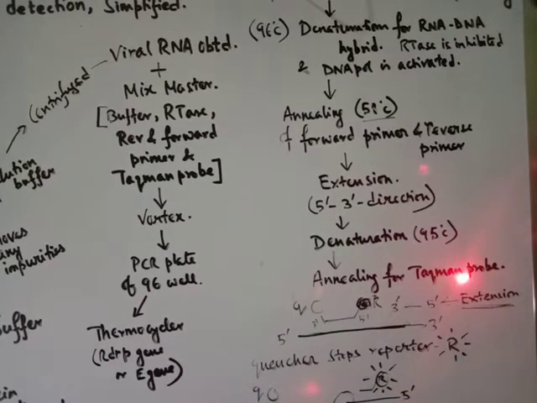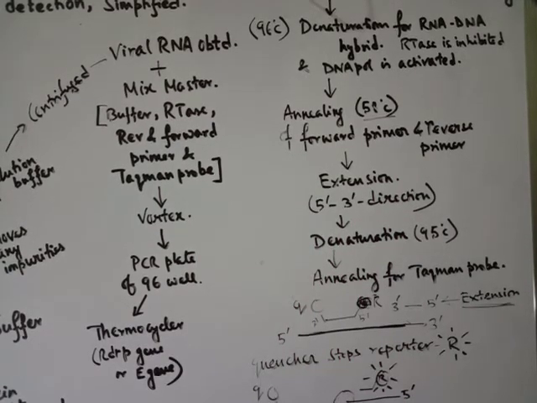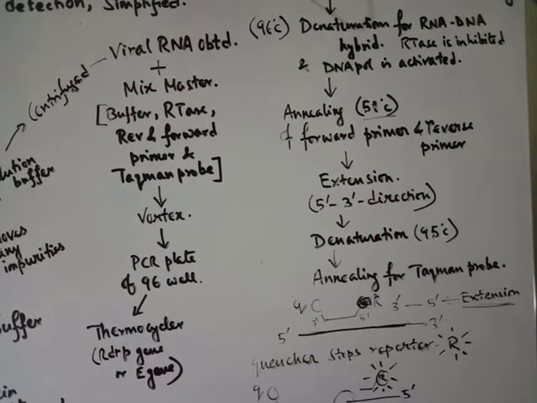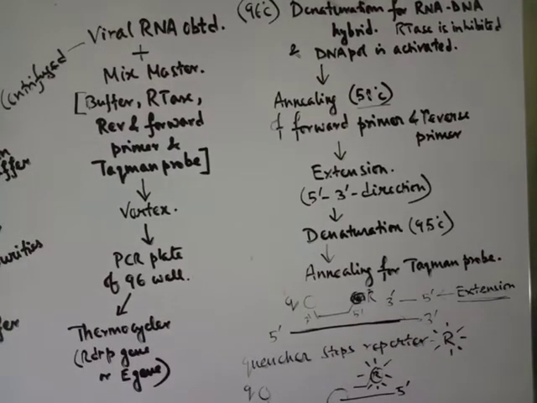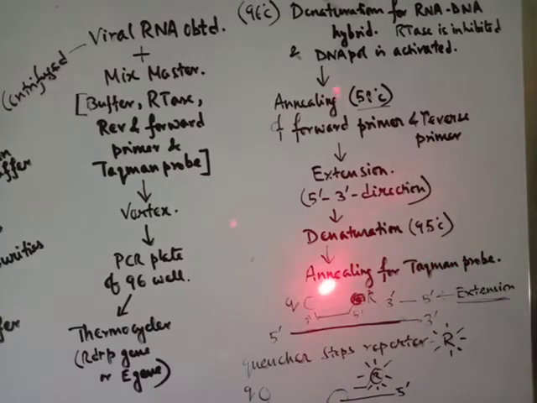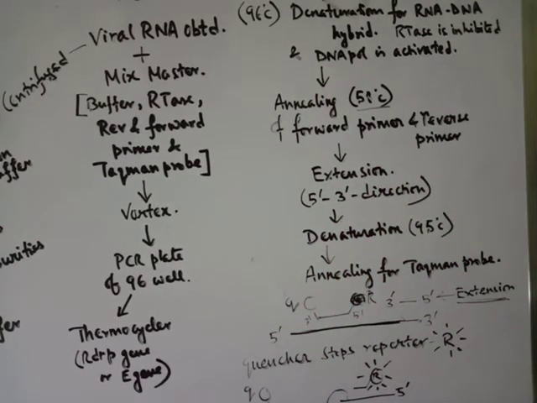TaqMan probe, and this annealing temperature is again low, such that the TaqMan probe can bind to specific sequences in the genome. Okay, so these TaqMan probes are specifically designed for targeting particular parts of the viral genome. It can be RdRp gene, it can be E gene, it can be N gene, it can be anything. Now after the extension, the annealing is done. So the probe is attached to the DNA like I have shown in the figure, and it is extended.